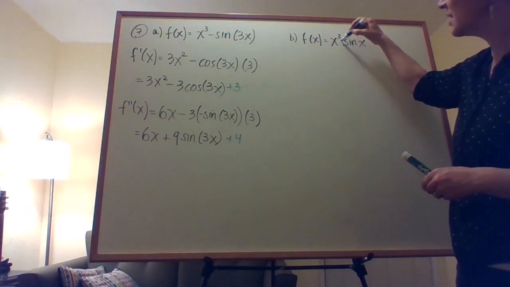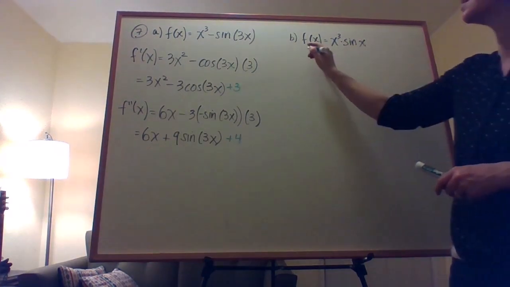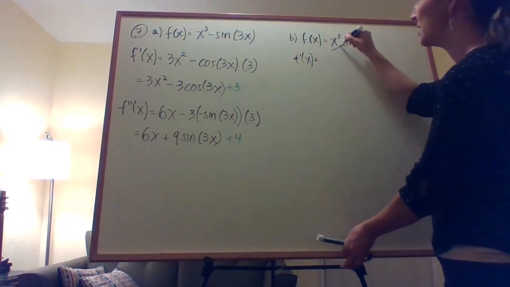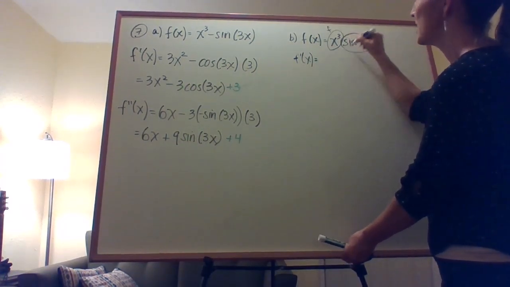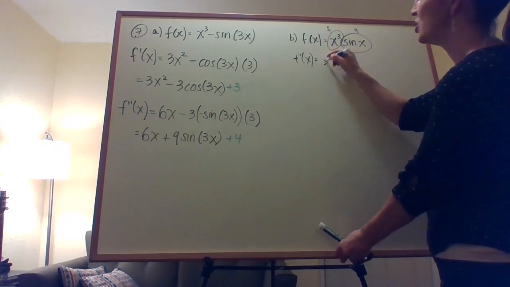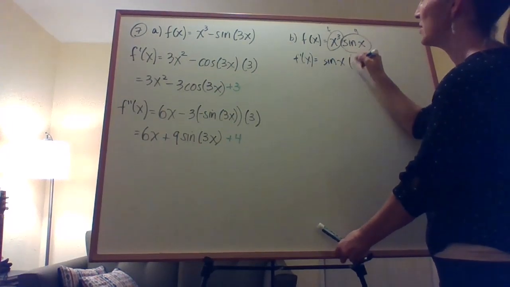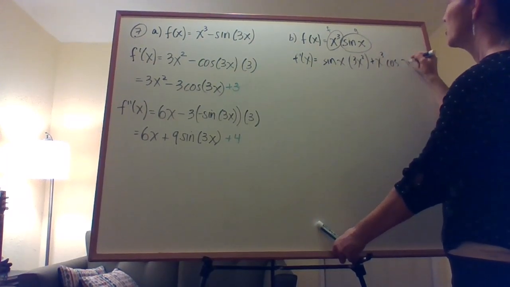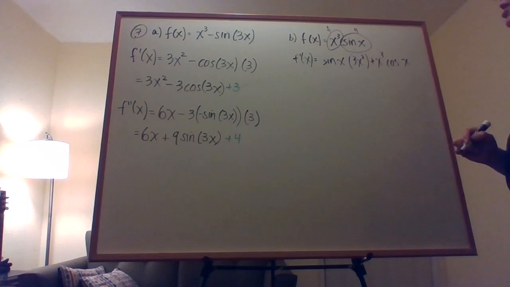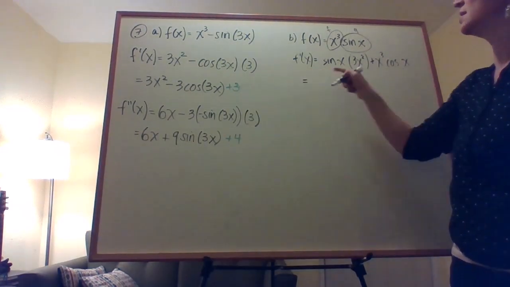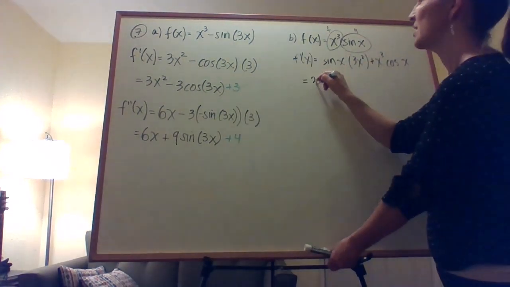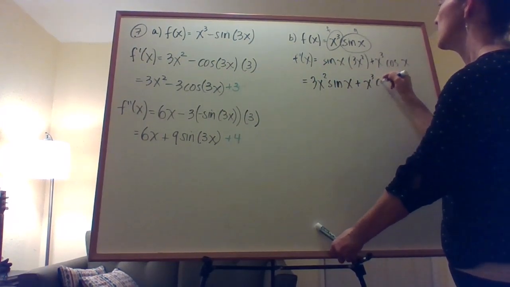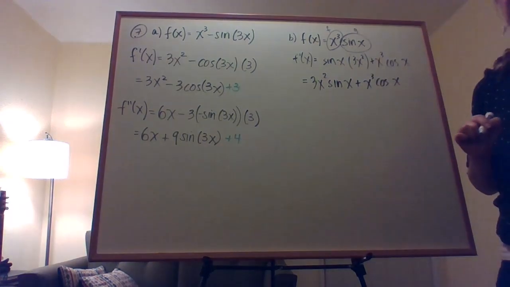B was a product, x cubed times sine x. So if I want to find the first derivative here, I need to apply the product rule. Here's my f. Here's my g. So it's going to be g times f prime plus f times g prime. So I'm looking at sine x, 3x squared, so that's 3x squared sine x plus x cubed cosine x.